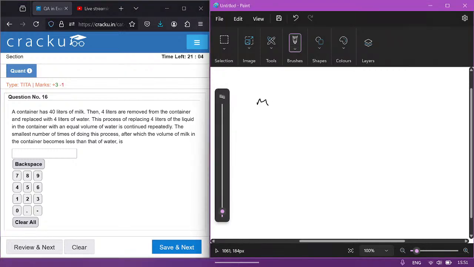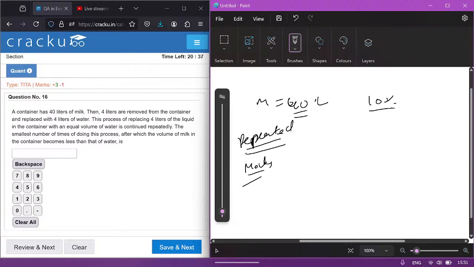Container has 40 liters of milk. 4 liters is removed and replaced with 4 liters of water. So 10% is removed. The process with equal volume is repeated continuously. Smallest number of times. I really like these kinds of questions. Okay, I'll tell you, this is actually a repeated question. It was there in, I don't remember, but it was there in CAT before as well, because I have solved this particular question. Either it was there in mocks or in CAT. This is definitely a repeated question. So what we have to do is basically multiply 40 by 0.9 to the power n until it becomes 20, right? Or less than 20.